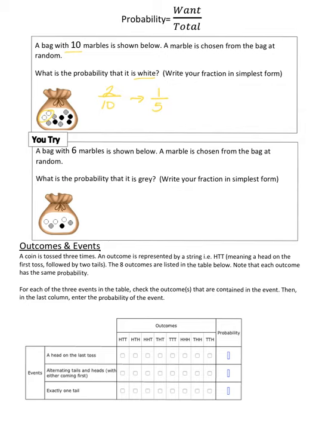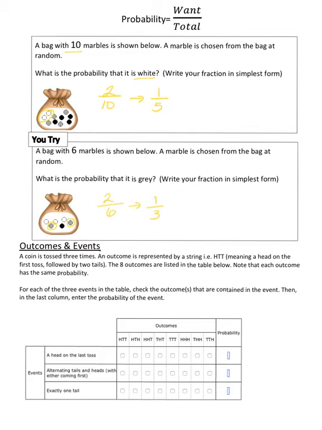All right, I've got a bag with 6 marbles. I'm going to start my fraction. 6. What's the probability that the marble is gray? I have 2 gray marbles. So I have a 1 out of 3 chance of picking a gray marble.